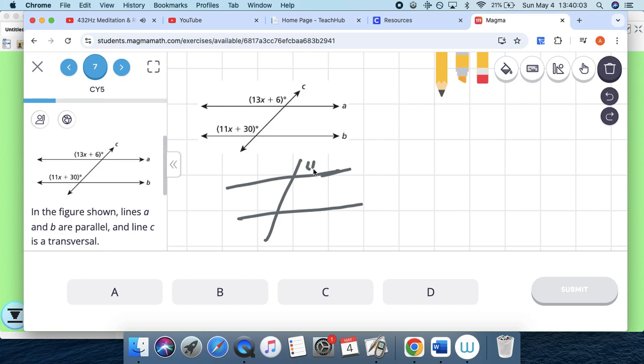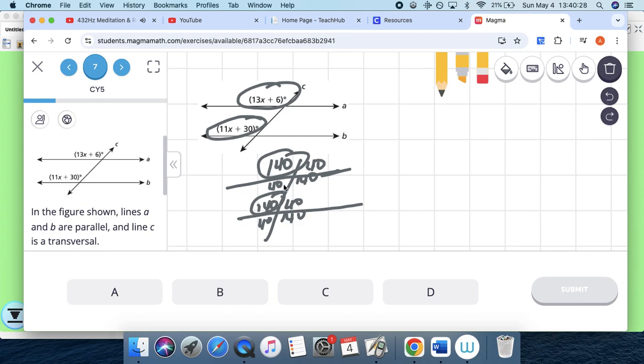Let me make this 40. So if this is 40, everybody knows that this is 40 because they're vertical angles. So we can take those two and write 40 here and 40 here. Now, the other angle is going to be the supplement, right? So we're going to put 140 here, 140 here. And we're going to repeat here. So done. We're done.